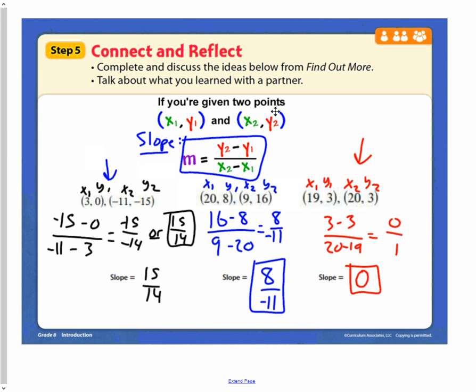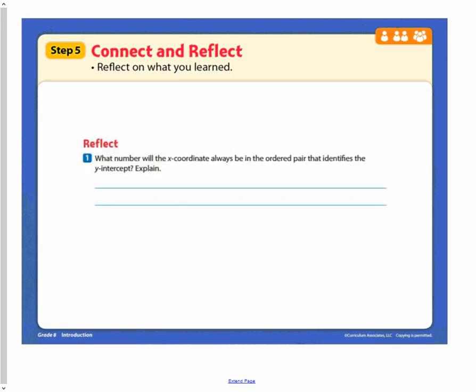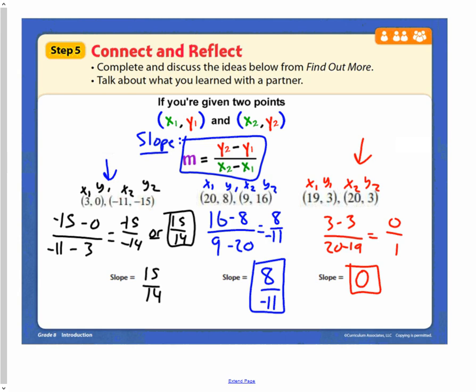So that's a second way I want to work on finding slope. And it's going to come in very handy with this formula. All right, last thing I'd like you to do, on your own, reflect: what number will the x-coordinate always be in the ordered pair that identifies the y-intercept? We're going to actually start with this next time, so let's finish right there.